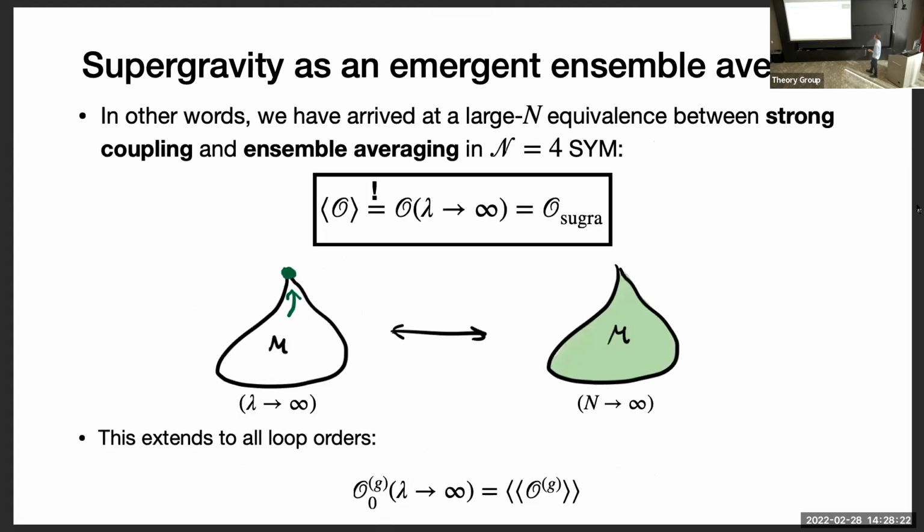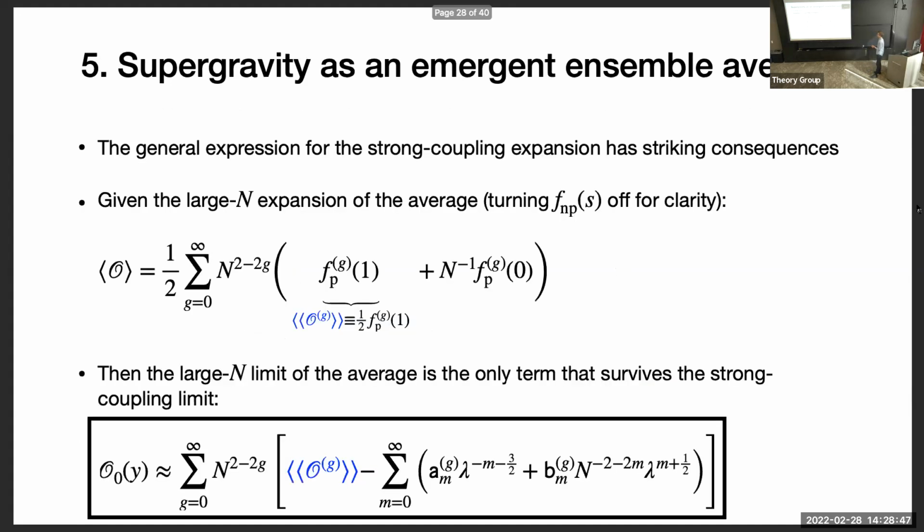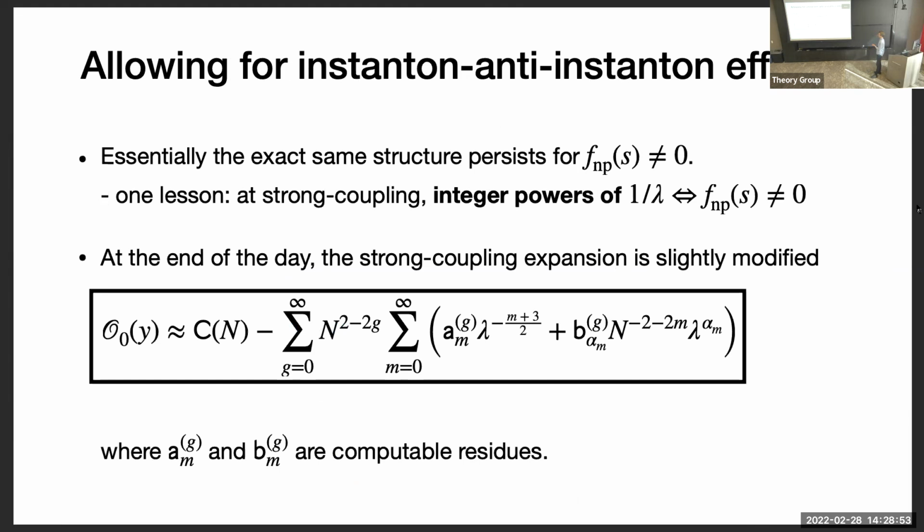So in other words, we've arrived at a large n equivalence between strong coupling on the one hand and ensemble averaging on the other. At large n, the large n limit of the average is equal to the strong coupling limit of the observable, which is otherwise known as the value of the observable in type 2b supergravity on AdS5 times S5. So really, it's an extremely basic consequence of this form of the strong coupling expansion.